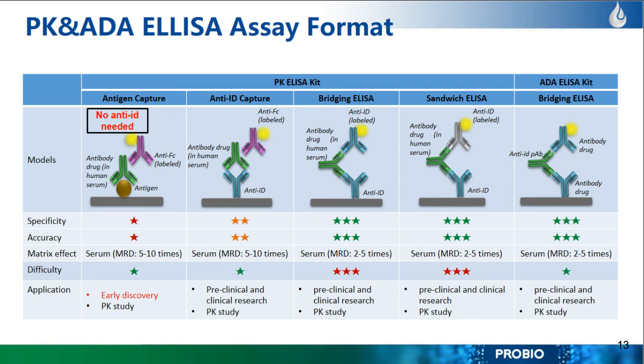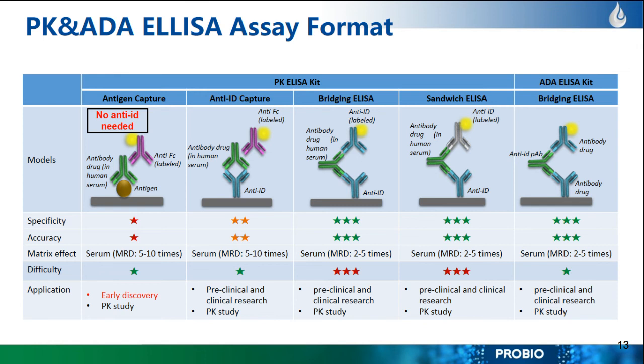The anti-id capture method and the sandwich ELISA method are probably the most popular formats commonly used in the assay. By capturing the antibody drugs with anti-id and detecting through the anti-human IgG antibody, the capture ELISA is able to achieve pretty good sensitivity at a relatively low cost and timeline.